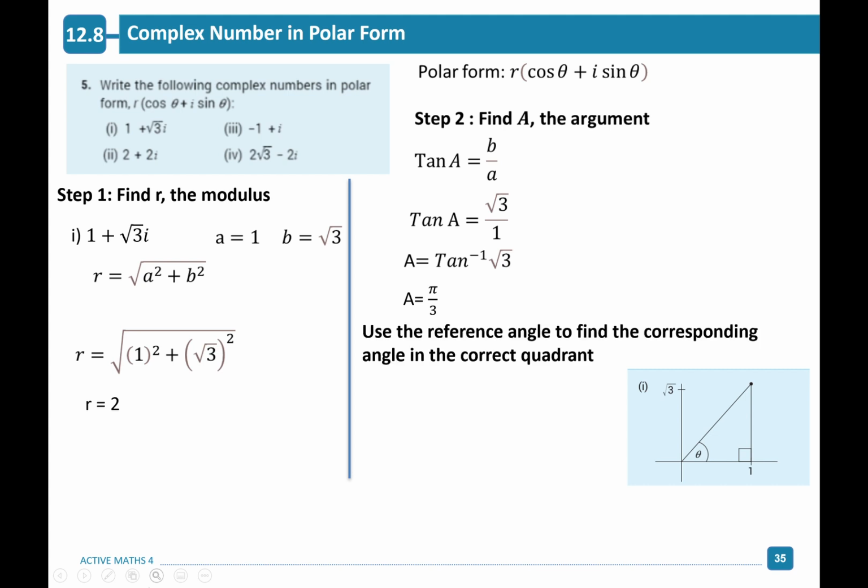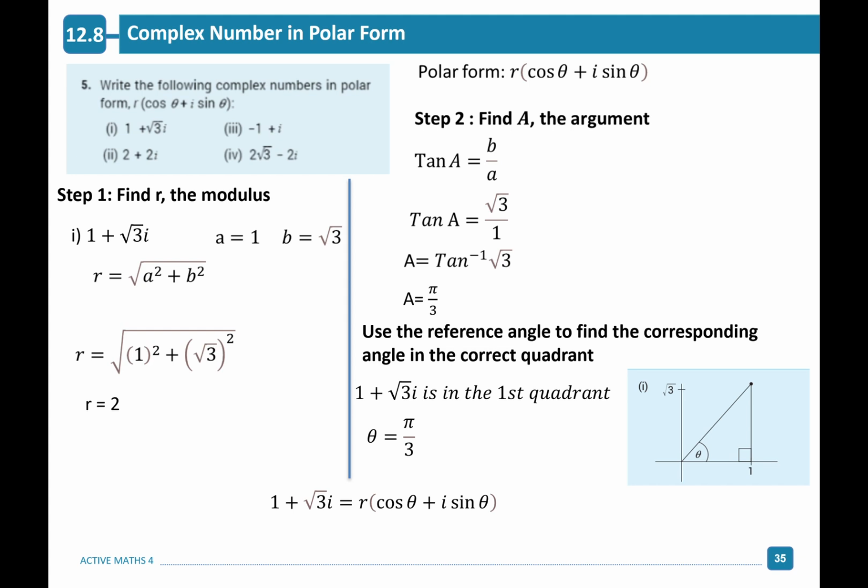We then use our argument to find the corresponding angle in the correct quadrant. In this case, our complex number lies in the first quadrant, and therefore our angle measured from the positive x-axis is equal to pi over 3. Therefore, our argument is pi over 3.